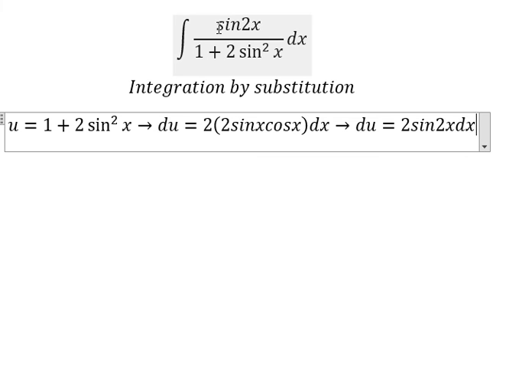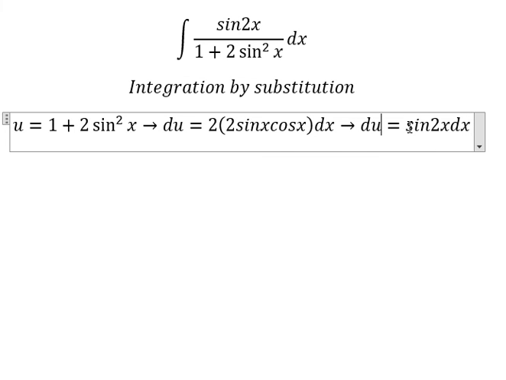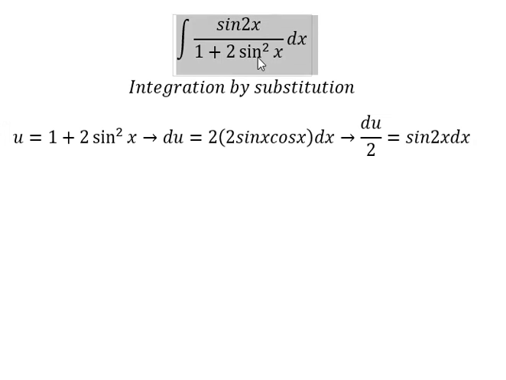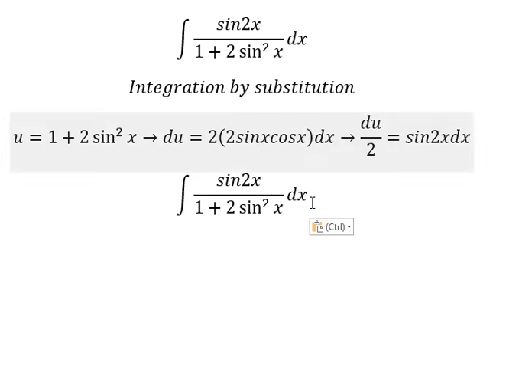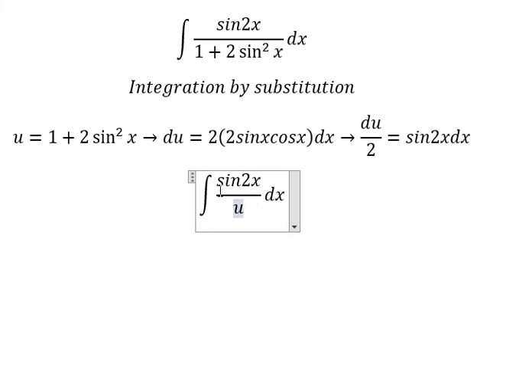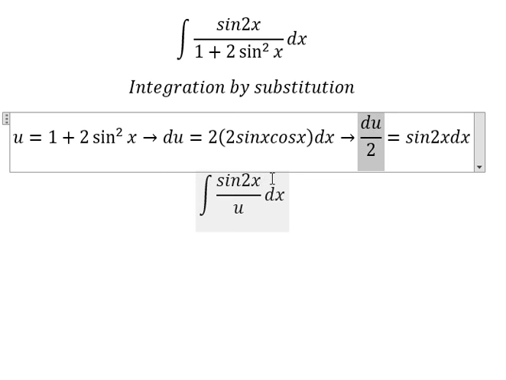Because we don't have number 2 in here, we need to divide both sides by number 2. So this one we change by u. Sine 2x dx we change by u over number 2.